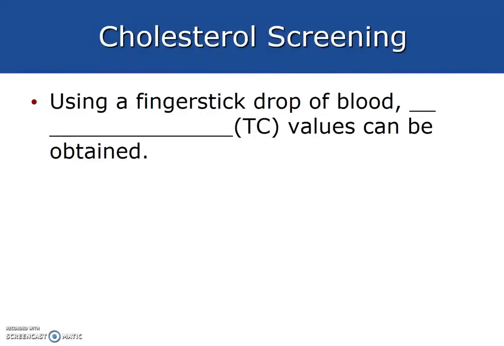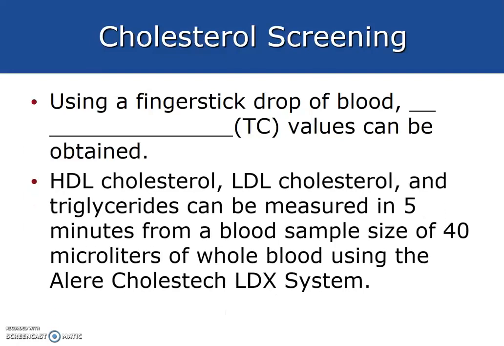Using a fingerstick drop of blood, our total cholesterol values can be obtained, which is our blank. HDL cholesterol, LDL cholesterol, and triglycerides can be measured in 5 minutes. We will perform the detailed lab in class.